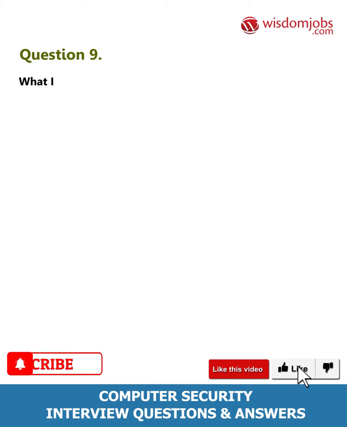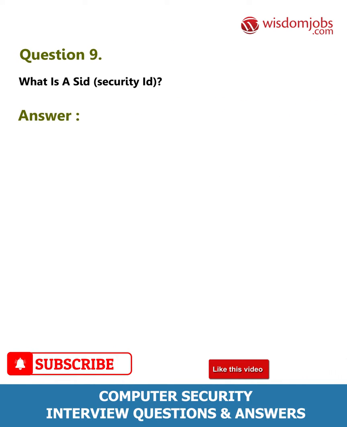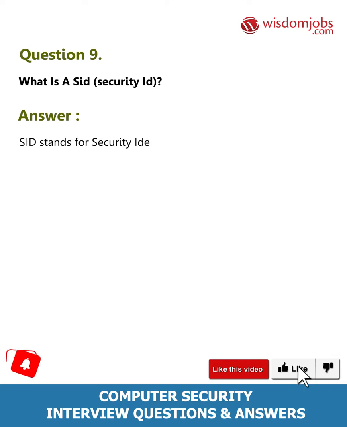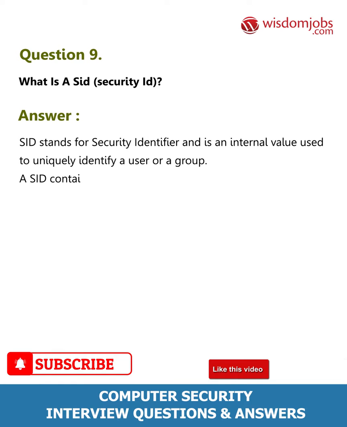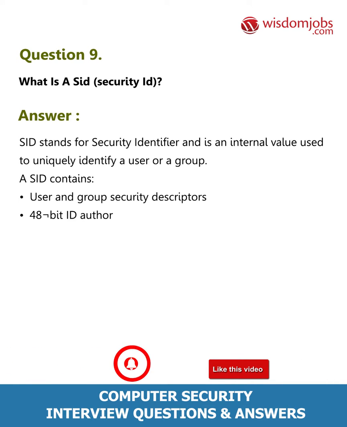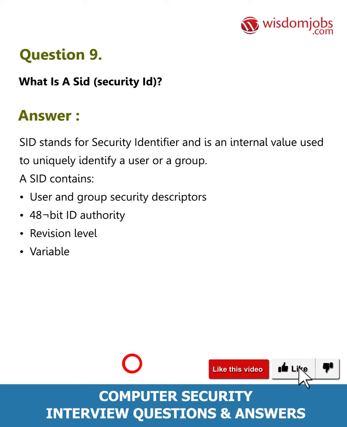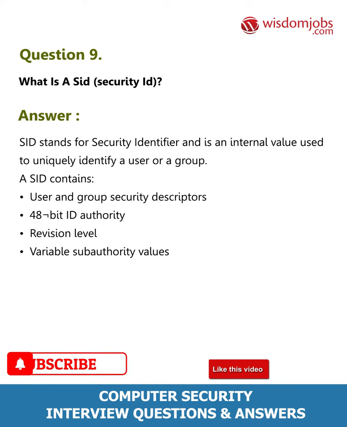Question 9. What is a SID? Security ID. Answer. SID stands for Security Identifier and is an internal value used to uniquely identify a user or a group. A SID contains user and group security descriptors, 48-bit ID authority, revision level, variable sub-authority values.